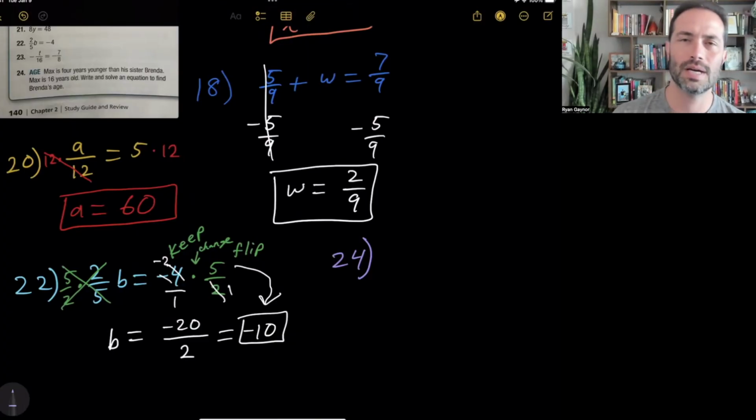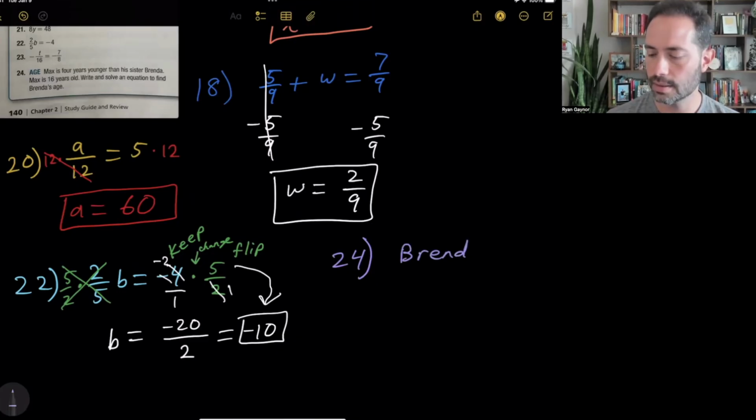Okay, so here's how I do word problems. You look for the thing that they're not really telling you about. So when it says Max is 4 years younger than his sister Brenda, and then they say Max is 16 years old, notice how they talk to you about Max twice? They didn't tell you anything about Brenda. So that tells me to make Brenda equal to X. So the thing that they don't tell you about, you label that as X or whatever variable you want.